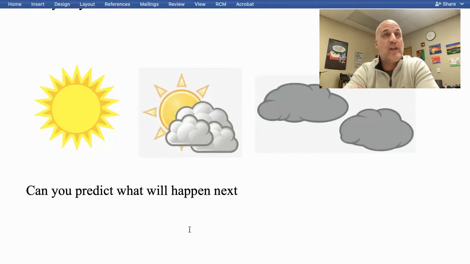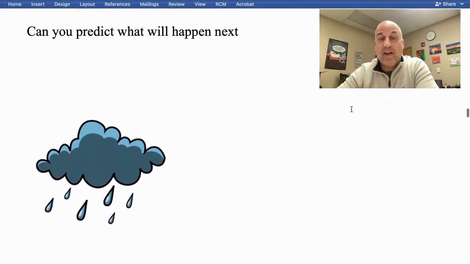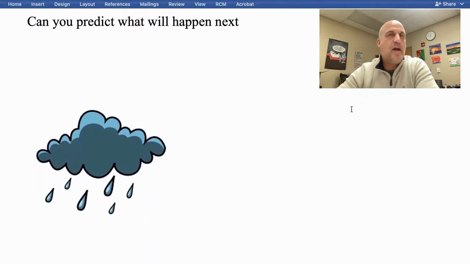So if you're looking up at the sky and it's really sunny, and then you look a little bit later and it's starting to cloud up a little bit. And then all of a sudden you see these dark clouds and they're covering the sun. You can predict what's going to happen next, most likely. More than likely, it is going to rain. Now, is it a guarantee it's going to rain? No, because weather is unpredictable. But by looking at patterns, you can try your best to guess what that would be.